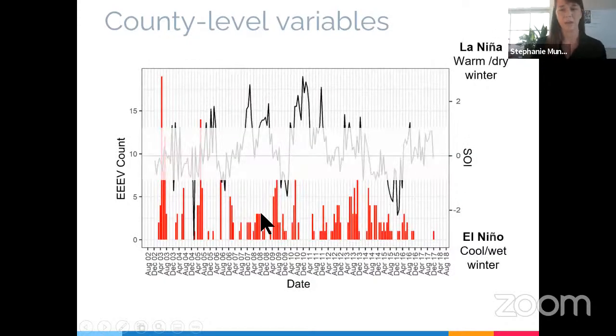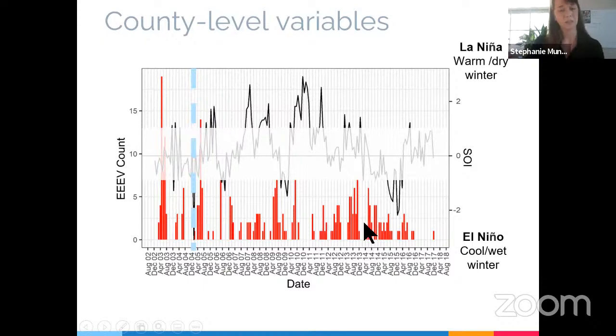And then finally, thinking about the Southern Oscillation Index. When you have these high values, that means you're having a La Nina episode, and when you have low values, you're having an El Nino. And some of the previous work that's been done at the regional or the state level has shown that El Nino is associated with an increased risk of transmission the following summer. So we did see that in some instances. For example, December 2004 was followed by one of the higher peaks of EEE activity.